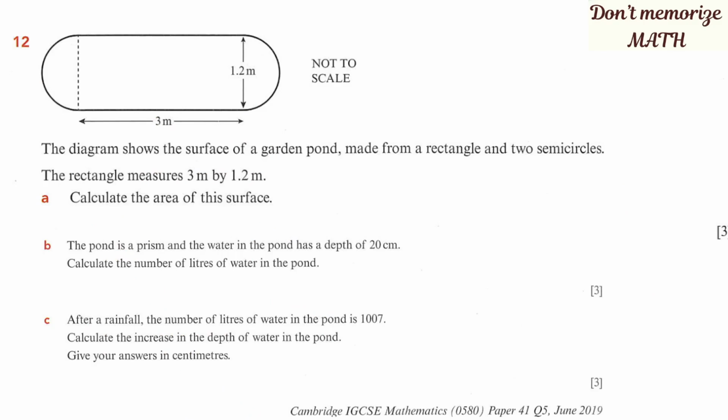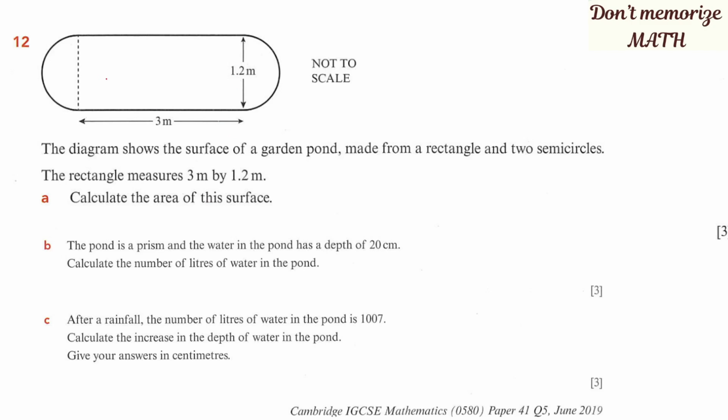The diagram shows the surface of a garden pond made from a rectangle and two semicircles. The rectangle measures 3 meter by 1.2 meter. Calculate the area of the surface.